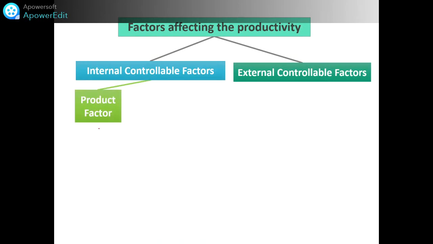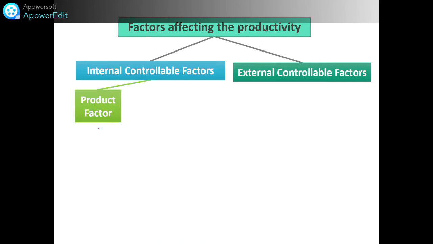First is the product factor. What is the actual product factor? It includes your product design. That may be a simple design, a suitable design, or standardized design. In terms of productivity, it means the extent to which the output requirements are met, so the product factor includes output requirements.